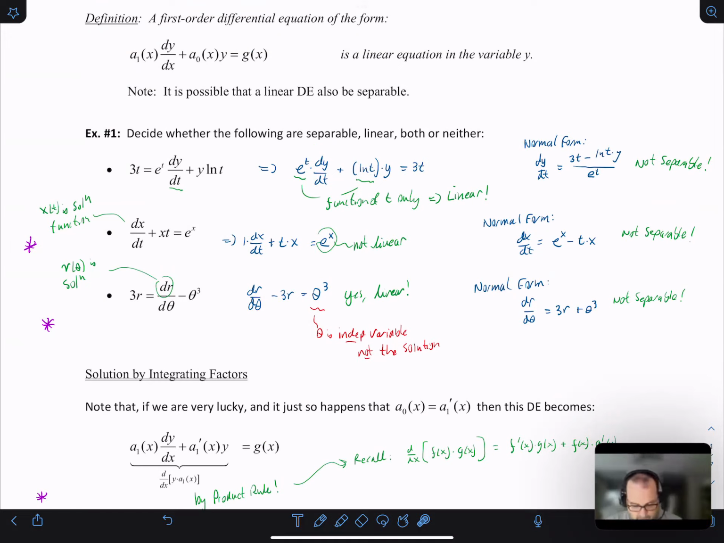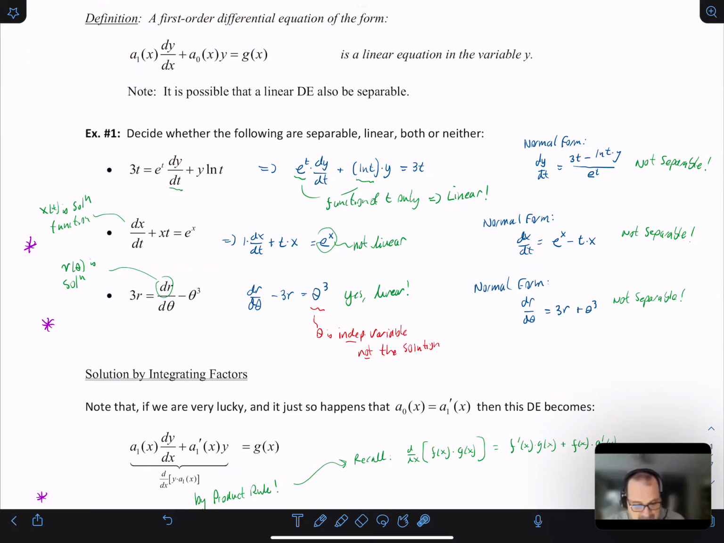So what's important here is that the unknown here is our function y and its derivative dy dt. And here we can see that indeed the y appears to the first power only, and the dy dt appears to the first power only. So this is in fact a linear DE.